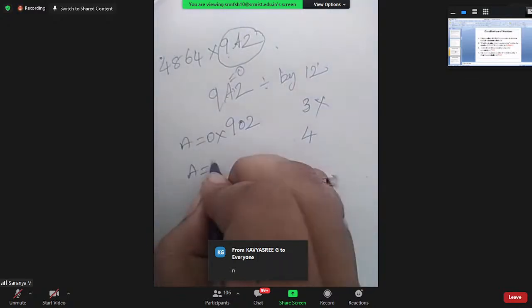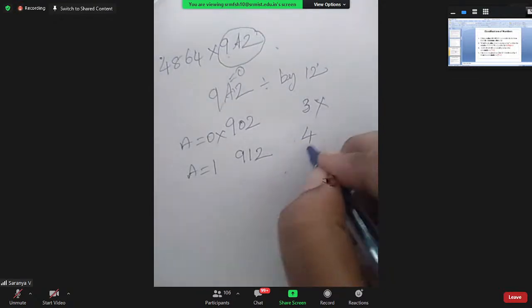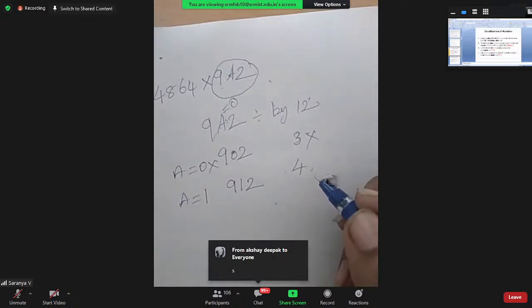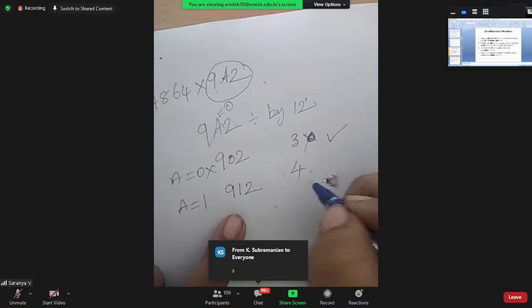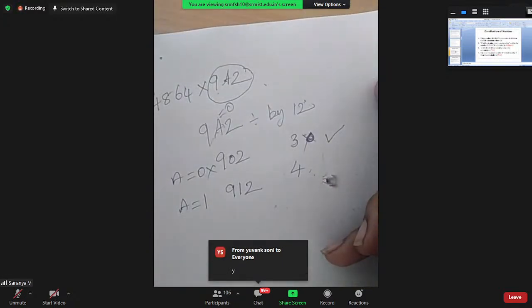When A equal to 1, 912. Now check for 3 and 4. Is it divisible by 3? Yes, it is divisible by 3 when I replace it by 1. Is it divisible by 4? That means last 2 digits.